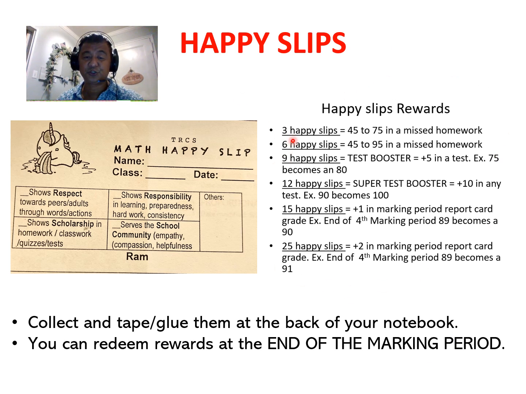3 happy slips. Show me 3 happy slips. I'll change all your 45s to 75 for your homework. Show me 6 happy slips. The 45s becomes 95s. And then, for one only, not for all. Okay? If you show me 9 happy slips, you could use as a test booster. That means plus 5 in any test. For example, you got a 75, it becomes an 80.